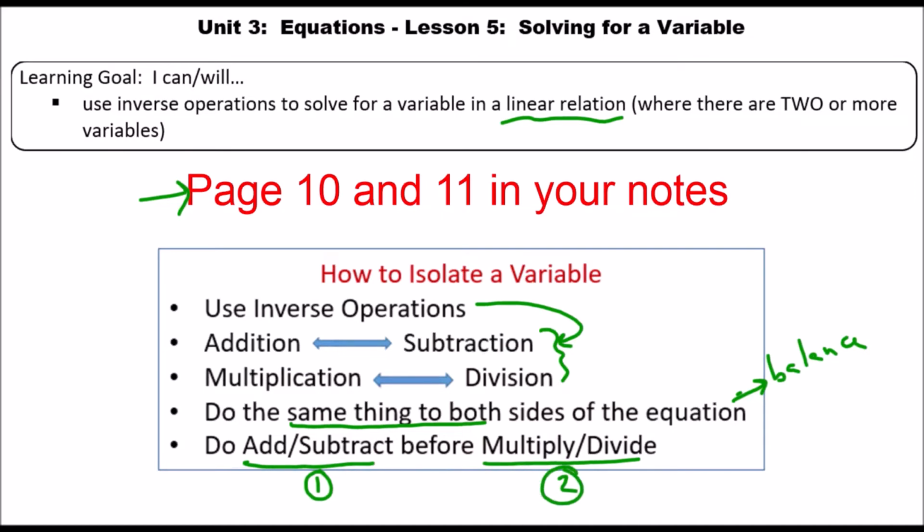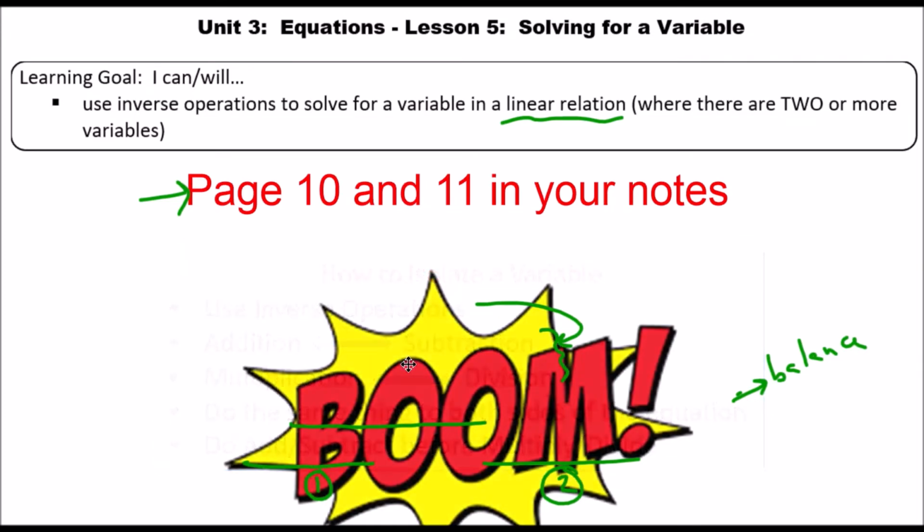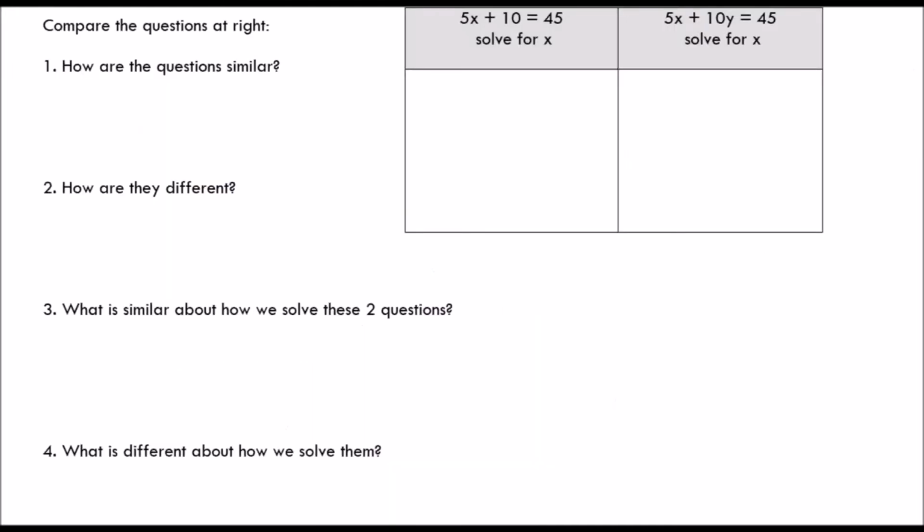All right, let's get started. Here are my two questions. I've got 5x plus 10 is equal to 45. The other one is 5x plus 10y is equal to 45. Both solve for x. This guy here is what I would call familiar. We've seen this many times, especially when we played Matho. And this is the unfamiliar. This is the new. So I want to take us from the familiar to the new today.